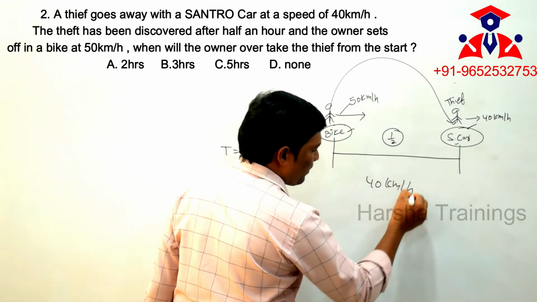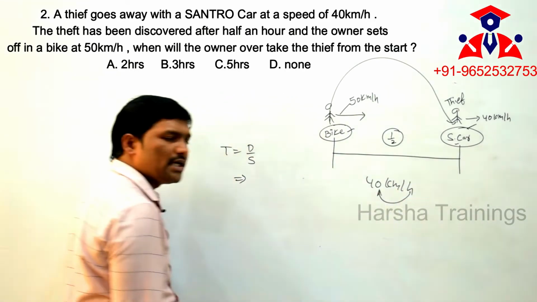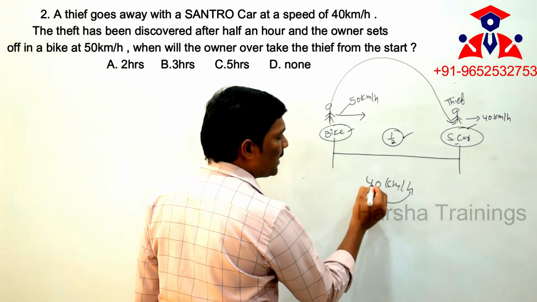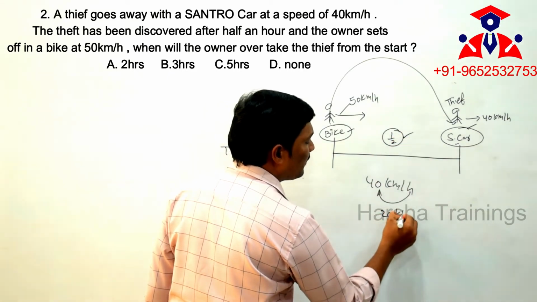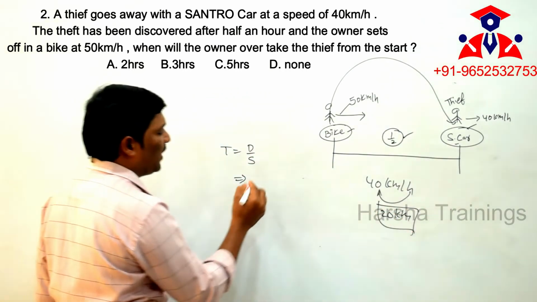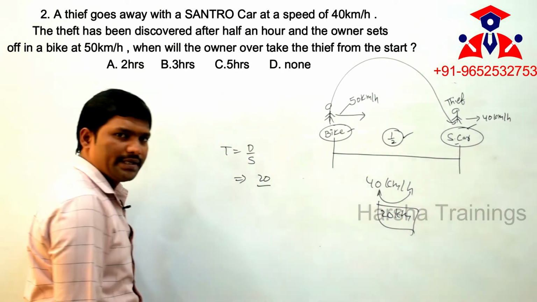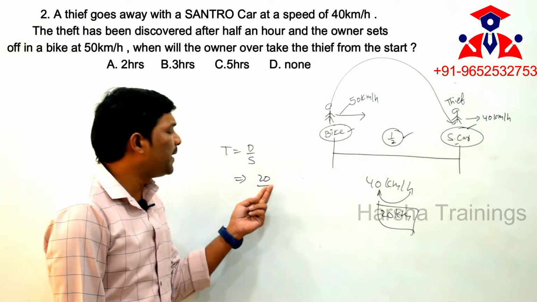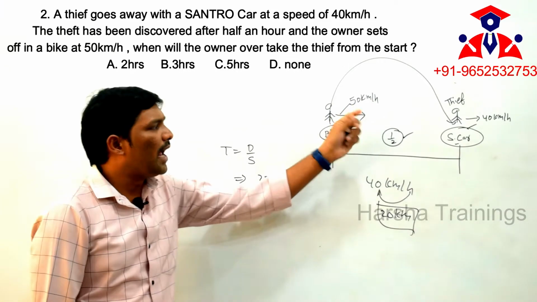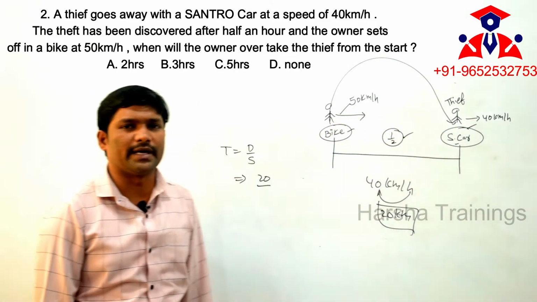40 km per hour. In 1 hour, how many kilometers? 40 kilometers. Here, half an hour is given. In 1 hour it's 40 kilometers, so in half an hour, how many kilometers? 20 kilometers. Yes, the distance is given. So 20 kilometers. Okay, and the speed is given here? Yes. So the owner's speed is 50 km per hour and the thief's speed is 40 km per hour.